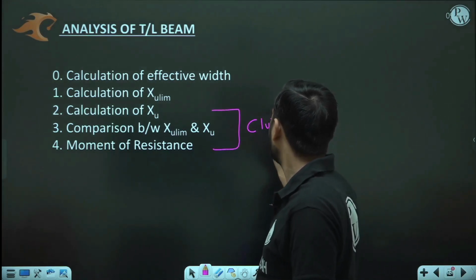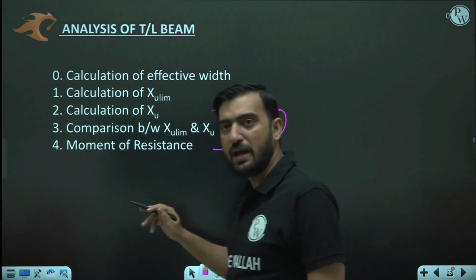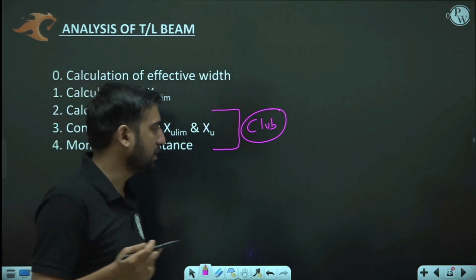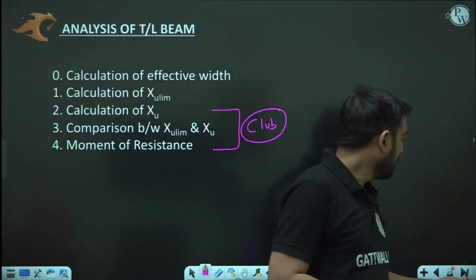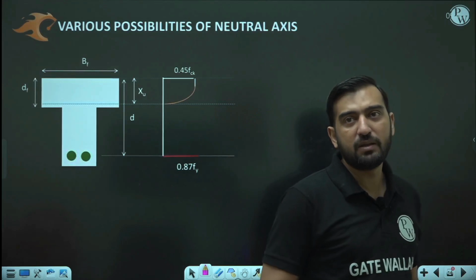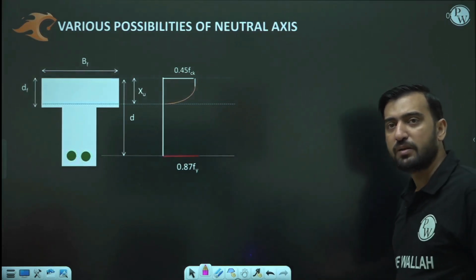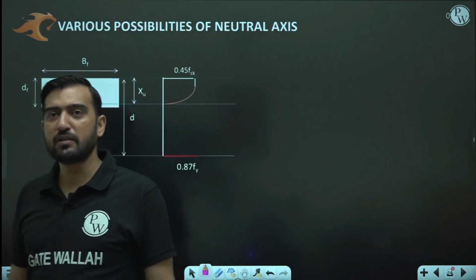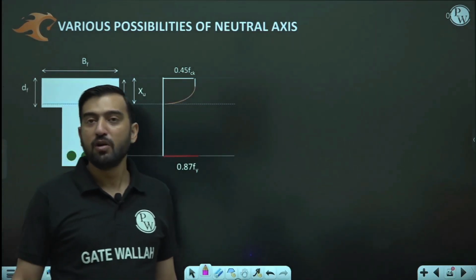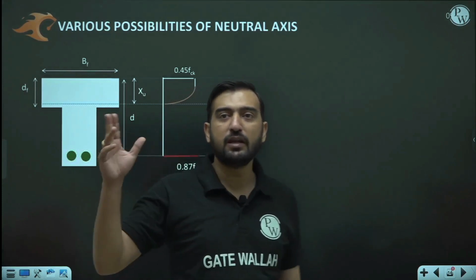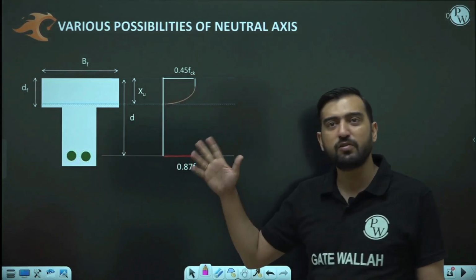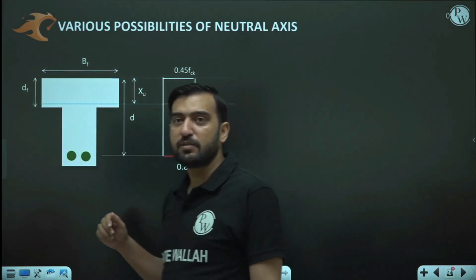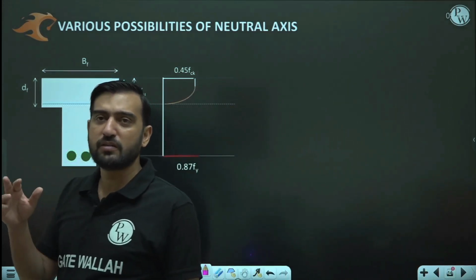But before clubbing, let me tell you why this flanged section analysis is slightly different than earlier cases. Okay, my dear friend, in rectangular beam, it is easier to calculate XU. How are you going to calculate XU there? You are simply going to equate your tensile forces with the compressive forces. Tensile force is always equal to 0.87 Fy into AST, but when it comes to compressive force, it was like 0.36 FCK B into XU.